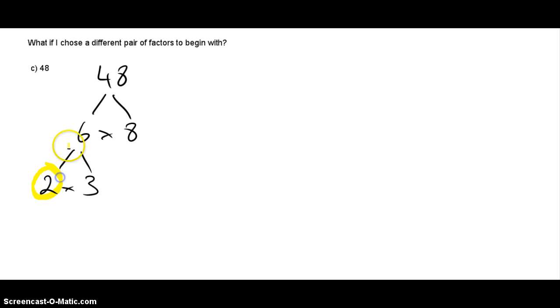Okay, final example. So 48. I need 2 numbers which will multiply to give me 48. I'm going to choose 6 times 8. Is 6 prime? No. Is 8 prime? No. So we need to go again. So I'll split my 6 into 2 times 3. 2 is prime and 3 is prime, so I can circle both of them. My 8, on the other hand, I'll do 2 times 4. Well, 2 is prime, but 4 is not, so we need to split the 4 up into 2 times 2.